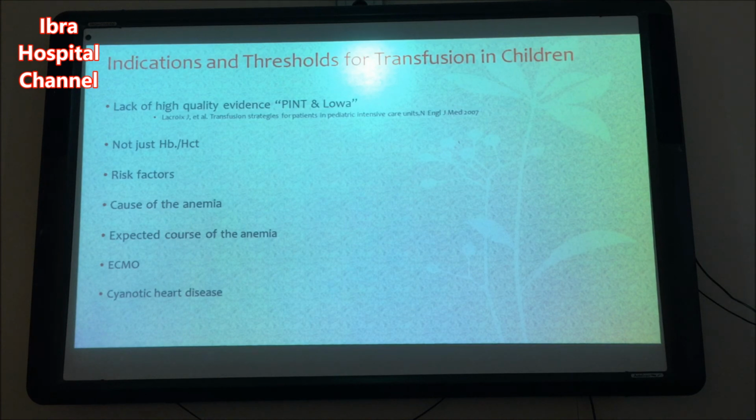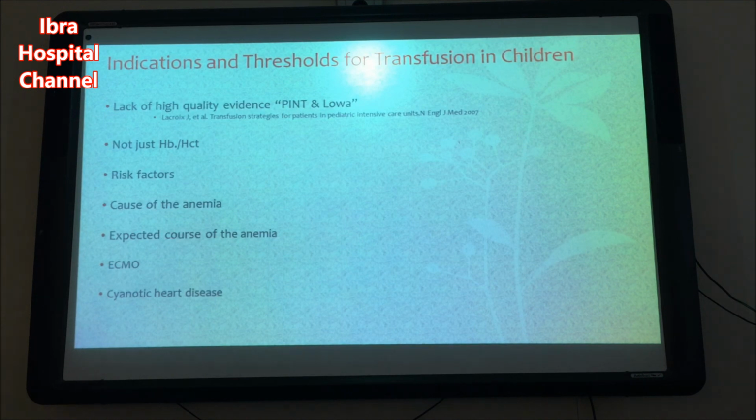Now let's talk about indications and thresholds for transfusion in children. There is actually a lack of high quality evidence. There are no strong data and clinical trials to explain when we should use red blood cells in this age and that situation. But there are two famous studies, the TRIPICU and the ABLE study, which were published in 2007 in the New England Journal of Medicine, Transfusion Strategies for Patients in Pediatric Intensive Care Unit, that you can refer to. But today I will give you just some headlines.